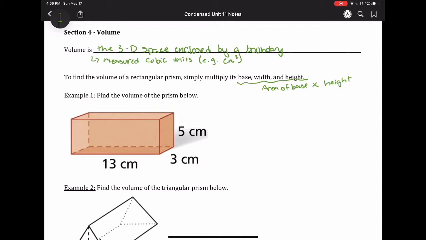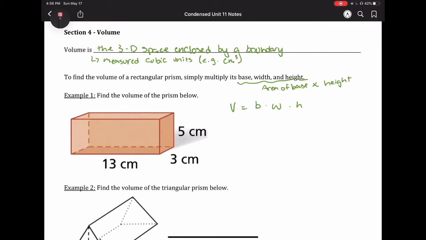So in example 1, we have 13, 3, and 5, all of our base, width, and height all labeled. So let's go ahead and write this out. So I have V for volume is equal to the base times the width times the height. Another way you could put that for the base is length. Length times width times height.